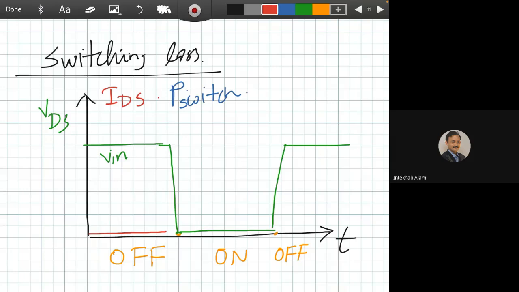But there is a leakage current in here. The current will be almost 0. And when the switch is on, the current will be like this, the load current, I load. And when the switch is again off, there will be only a small leakage current. Is it okay with you?